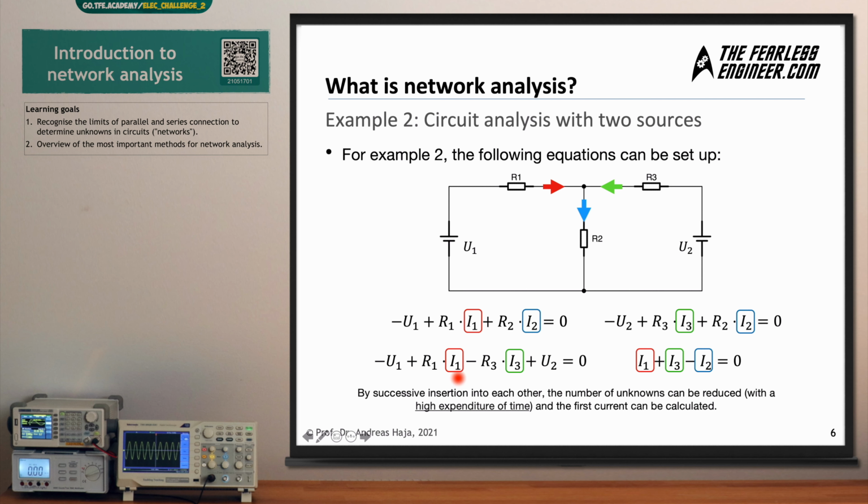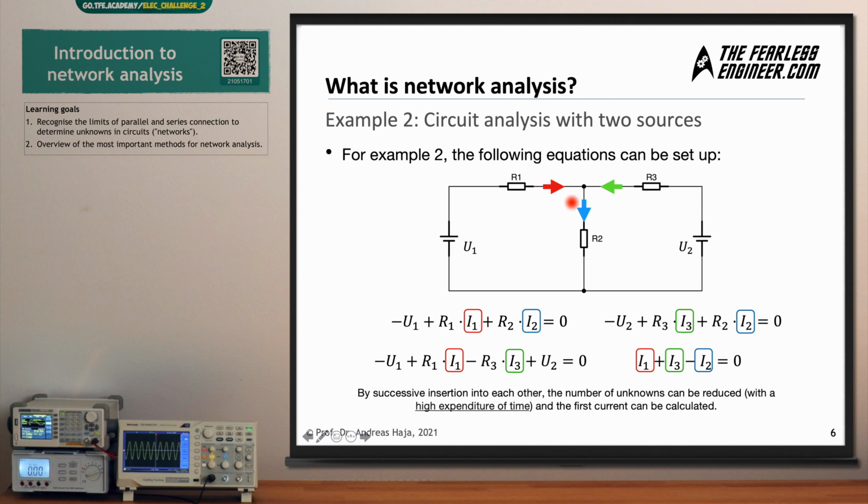Let's make another one. We can do the outer loop as well if we like. This is unnecessary, to be frank, because we can also, of course, consider the junction rule, which is the rule here on the right. But let's start this. So let's apply this one here before. Minus U1 plus R1 I1 minus R3 I3 plus U2 equals 0. So this is another loop rule here.